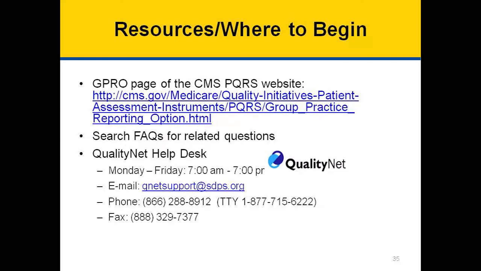The main GPRO page of the CMS PQRS website is at this link. You can search FAQs for related questions. You can also contact the QualityNet Help Desk Monday through Friday, 7 a.m. through 7 p.m. Central Time, via email at qnetsupport@sdps.org, via phone at 866-288-8912, TTY 1-877-715-6222, or finally via fax at 888-329-7377.